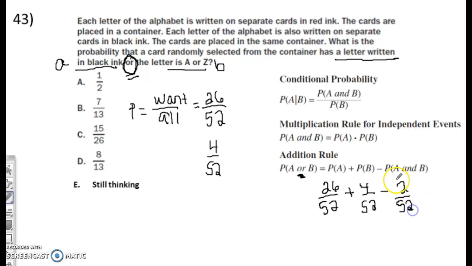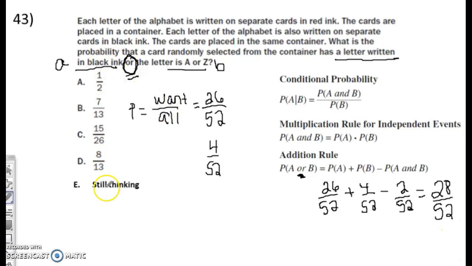And the reason we have to subtract them off is because we added all the black ones in here, and then we added the black A and Z here as well. We don't want to count it twice. We only want to count it once. That's why we subtract that overlap. So we could do 26 plus 4 minus 2, and I get 28 over 52.